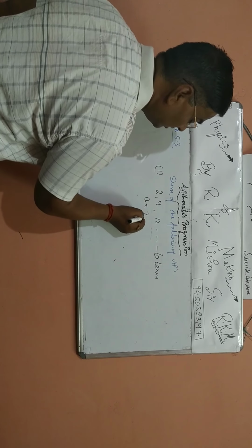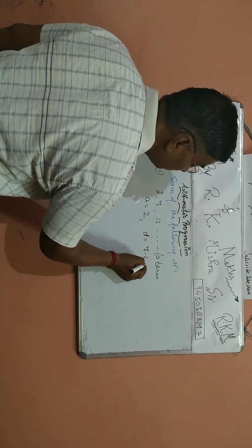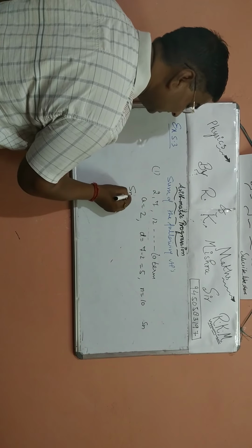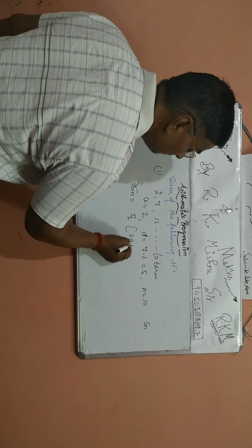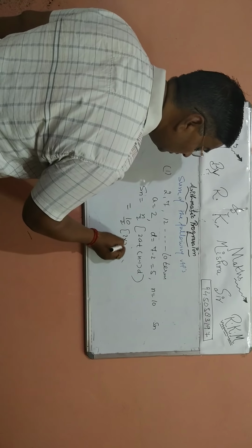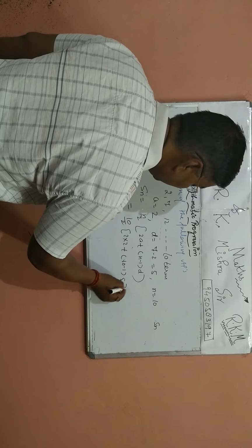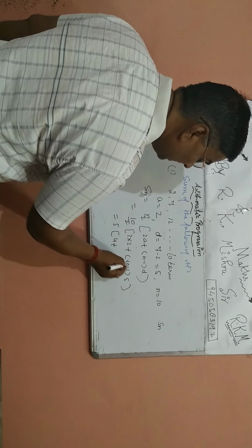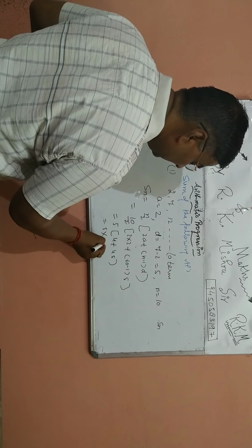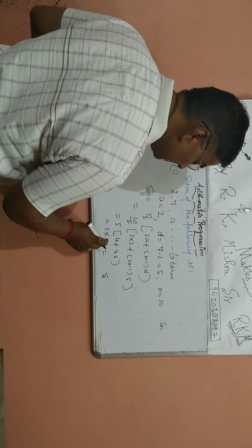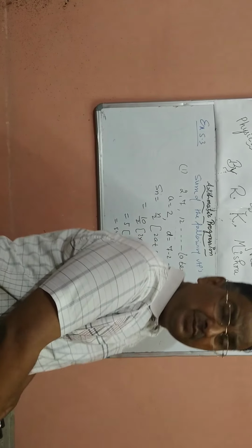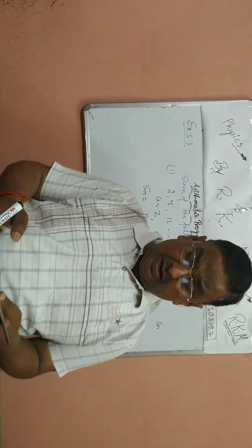So A is equal to 2, D is equal to 7 minus 2, that is 5, N is equal to 10. You have to find Sn. Sn is equal to N by 2 [2A plus (N minus 1) into D]. You know very well, 10 by 2 [2 into 2 plus (10 minus 1) into 5]. So 5 [4 plus 45], 5 into 49, 5 nines are 45 and 5 fours are 20, that is 245. That will be the answer. So it's very simple to find the sum of n terms of AP by using the formula.